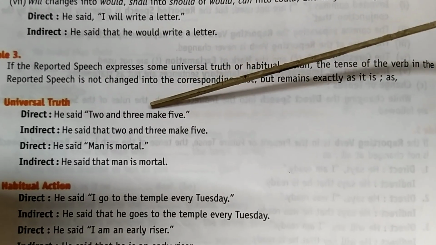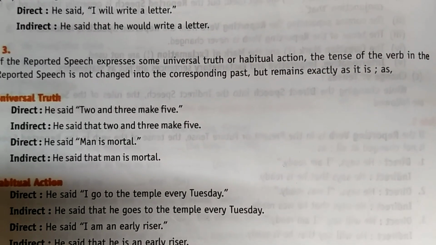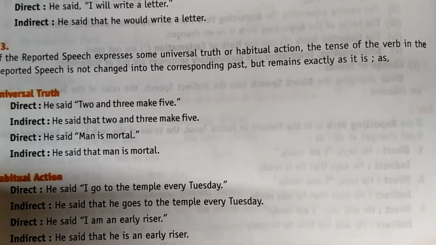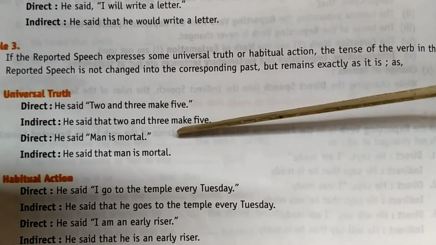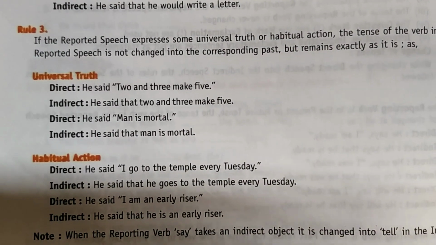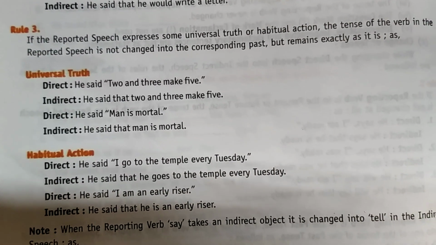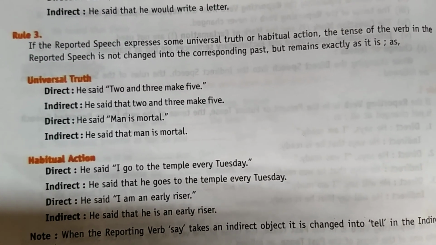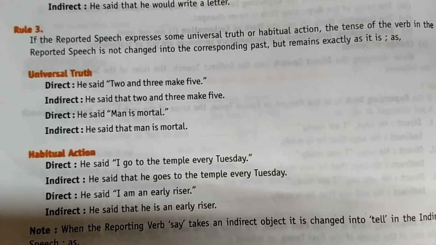Two and three make five. Okay, this is a fact, so it will not be changed into past. So he said that 2 and 3 make 5. He said man is mortal. He said that man is mortal. Okay, no need to make it as man was mortal. So man is mortal is correct.